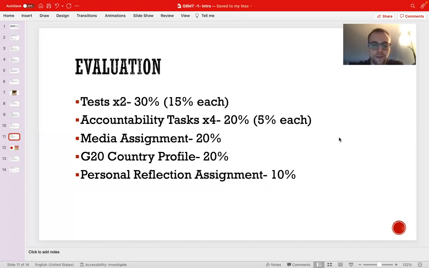They'll both be online and multiple choice, and you'll have 4 5% accountability tasks that will also be laid out in the syllabus for when they're due. And you'll have a media assignment, which is very interesting, where you'll look at the same issue through a variety of different media sources and analyze the different lenses in which a particular issue is looked at. You will also have a G20 country profile, where you will write a report about a particular country and how they respond to a particular issue or crisis facing that country. So in the weeks that you have tests, there's no other assignments. So just keep that in mind as well.